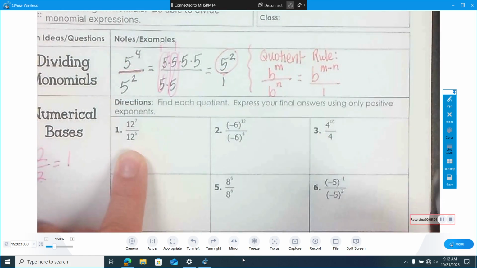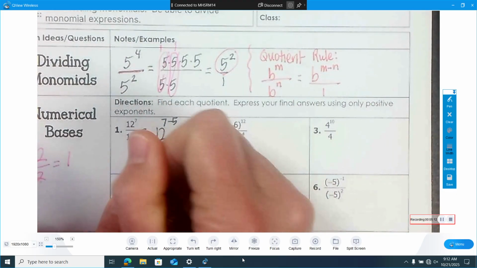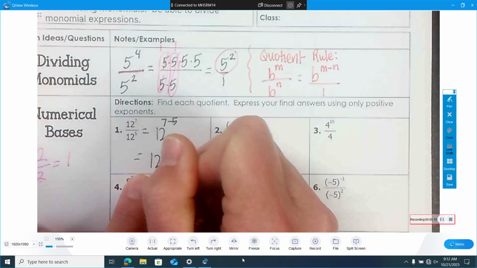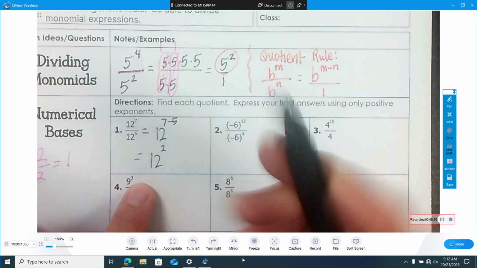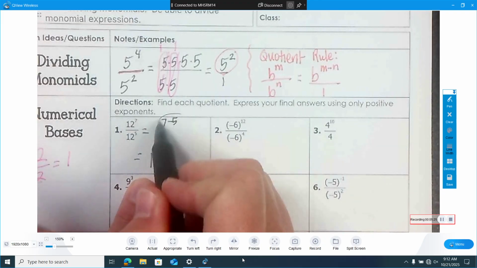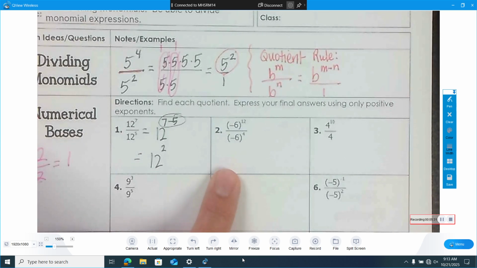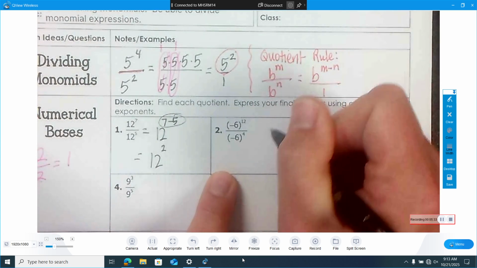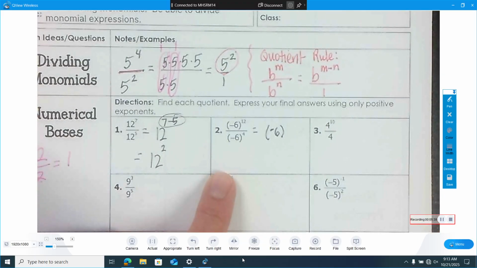All right, so again, let's talk about number 1 here, we're going to use the quotient rule. Do the bases match? Yes. So then we get 12 to the 7 minus 5, which is 12 to the 2nd power. Can we jump right from 12 to the 7th over to just 12 squared? Absolutely. I'm just showing the steps here that we're subtracting those exponents, 7 minus 5. All right, on number 2, do our bases match? Yeah. So we keep the base the same, which is negative 6, and I'm also keeping it in parentheses. And we're going to do what minus what?